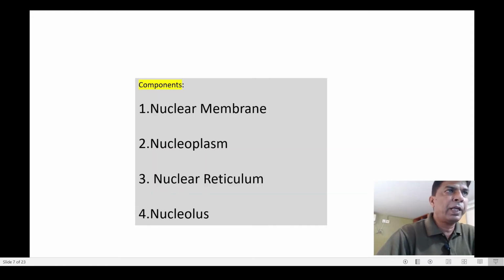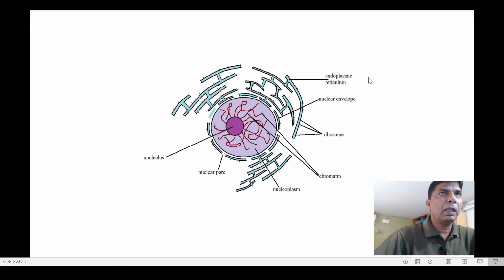The nucleus is made up of four components: nuclear membrane, nucleoplasm, nuclear reticulum, and nucleolus. Here you can see that the nucleus is surrounded by the nuclear membrane. Then there is nuclear sap or nucleoplasm. Then these are the thread-like structures, also known as the nuclear reticulum, and there is a spherical dense structure inside the nucleoplasm, known as the nucleolus. So the nucleus has four components: nuclear membrane, nuclear sap or nucleoplasm, nuclear reticulum, and finally the nucleolus.